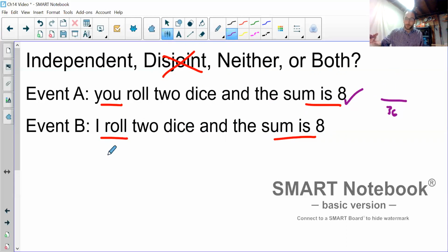But anyways, right? If you sit here, right, you roll 2 dice, the sum is 8. Now it's my turn. I roll 2 dice. Did you getting an 8 affect the probability that I got an 8? Nah, because rolls of dice are independent, right? Your dice have no impact on mine. So these would be independent events.